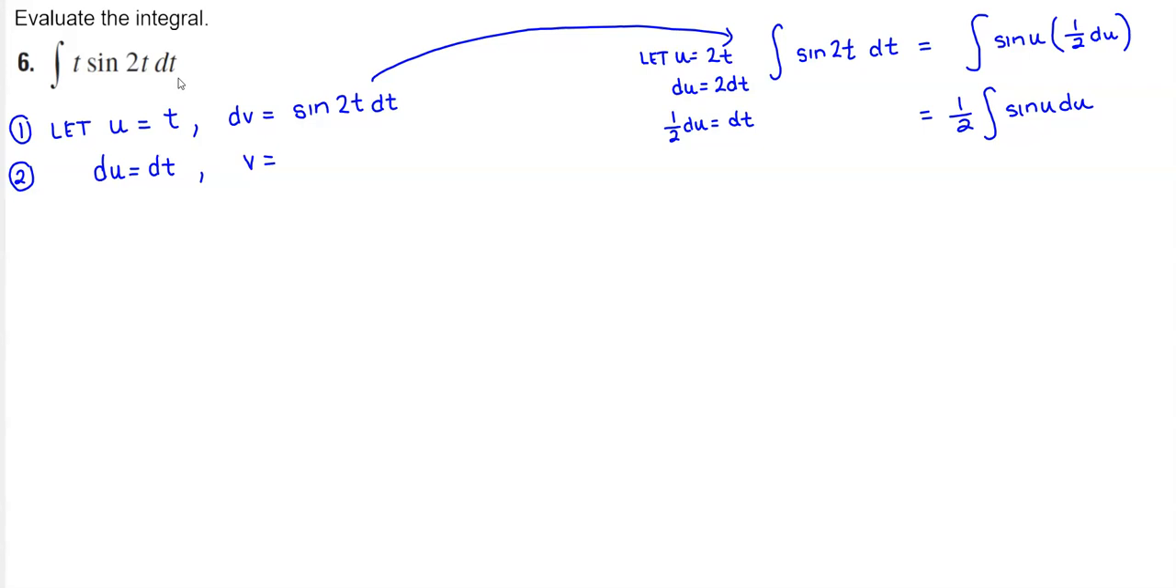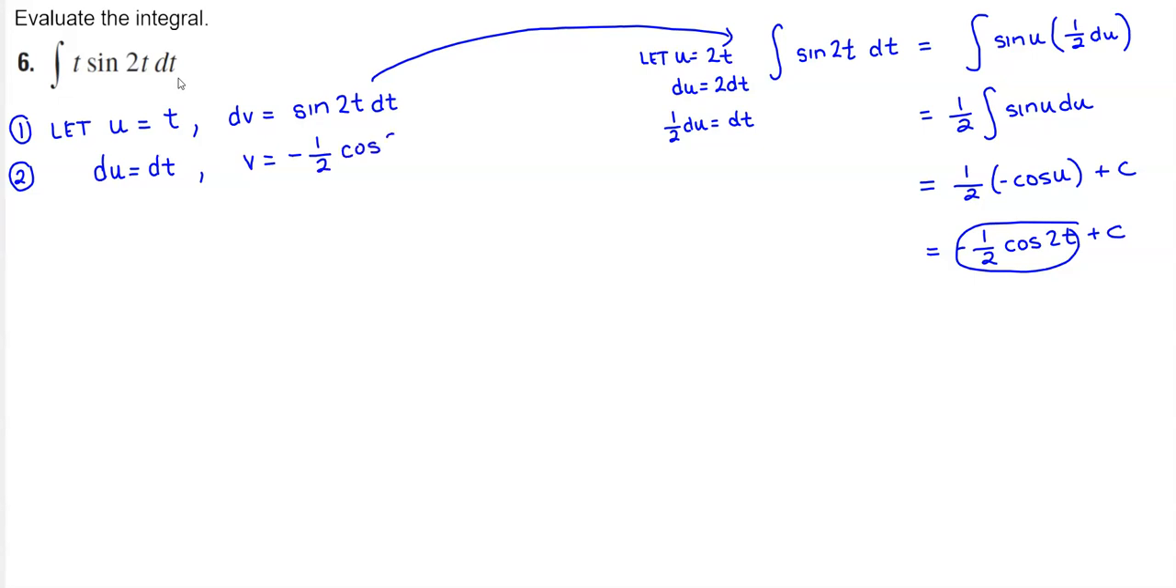And now we want to take the antiderivative of the sine of u du. And so the antiderivative of the sine of u is going to be negative cosine of u, plus c. So that would be negative 1/2 times the cosine of u, which is 2t, plus c, but we're just going to use this part for v. So v is going to equal negative 1/2 times the cosine of 2t.